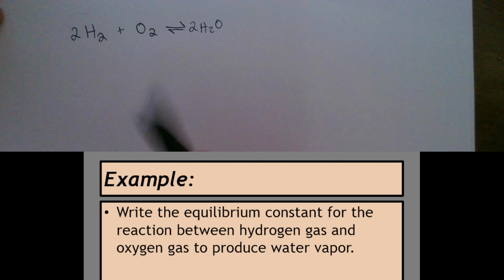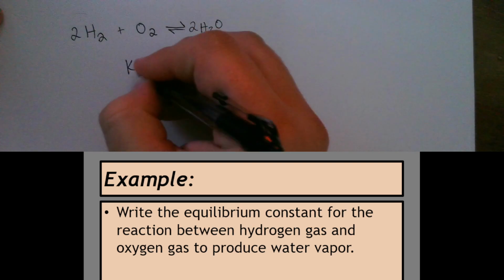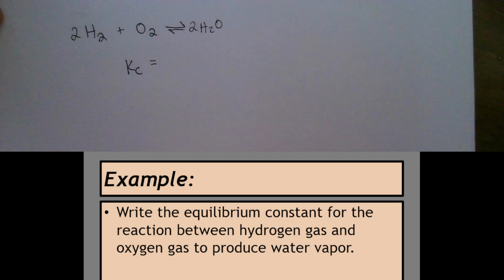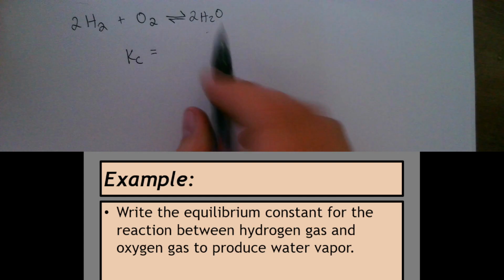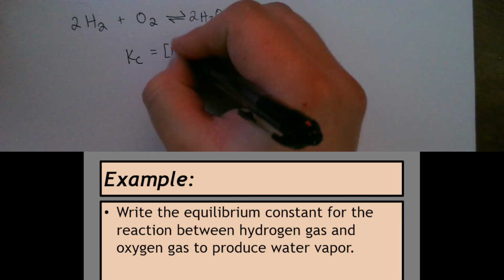I'm going to write my equilibrium constant, which is Kc. So Kc, we're going to start with the products. I'm going to put H2O in brackets.